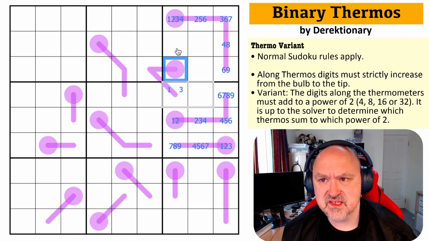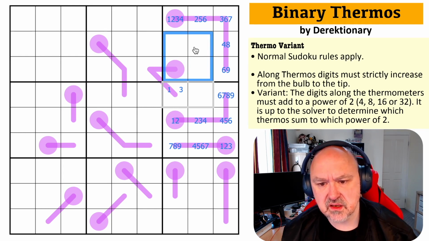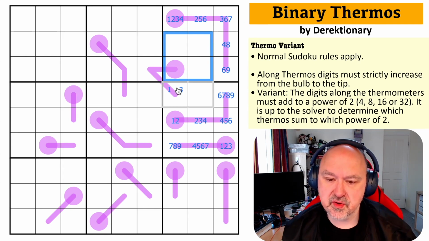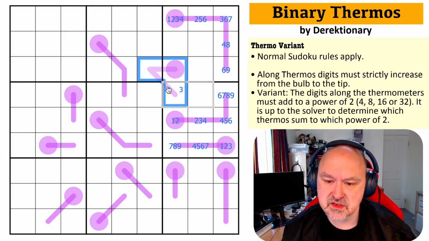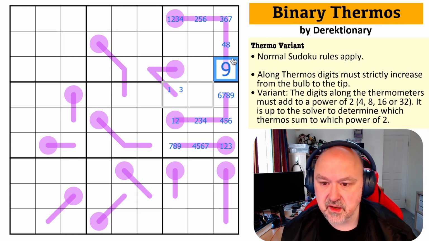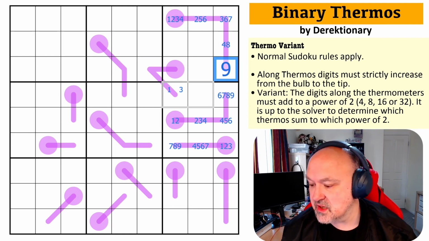Because 5, 6, and 7 is 18. And I can't get to 32 in 3 cells. Which means that those can't be 29, because then I could never get this to work. So if these can't be 29, this can't be 16. Which means this is a 9, because this is actually the 32. This is an 8.